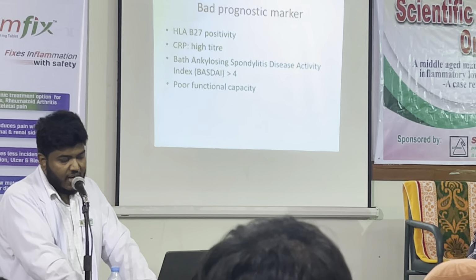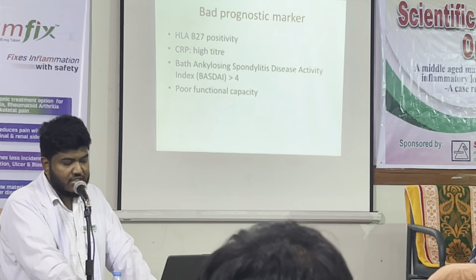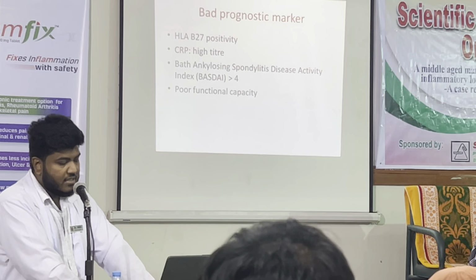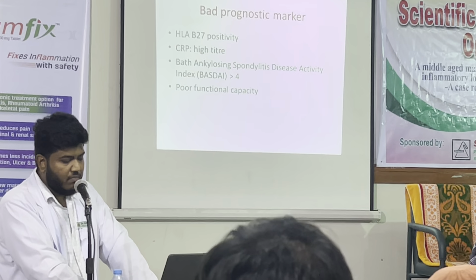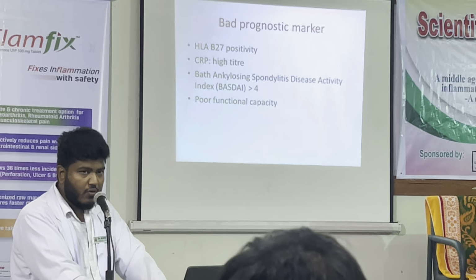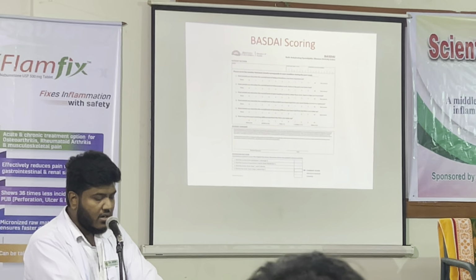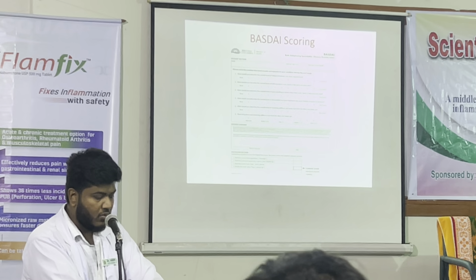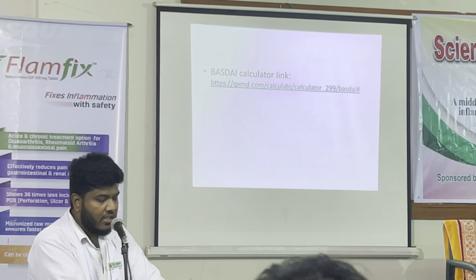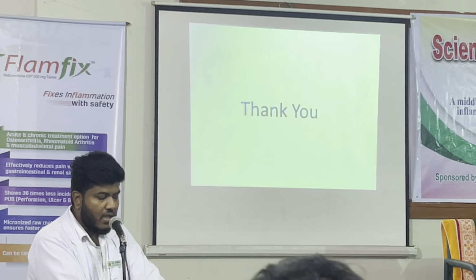There are some bad prognostic markers of the disease: HLA-B27 positivity, then high CRP titer, and Rajshahi score more than 4, and poor functional capacity. Here's a picture of Rajshahi scoring. There is a questionnaire we can see, and here's the link given, which we have discussed previously.